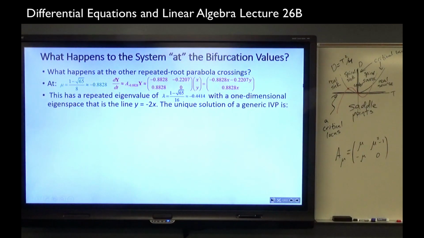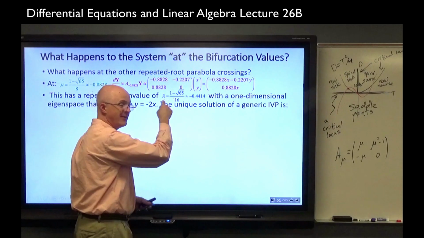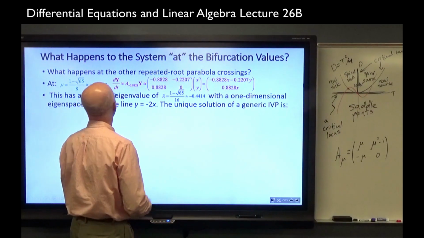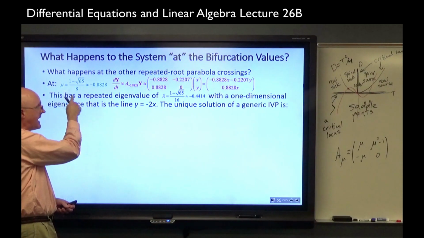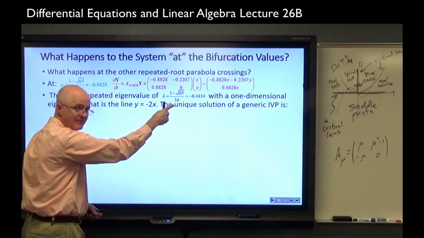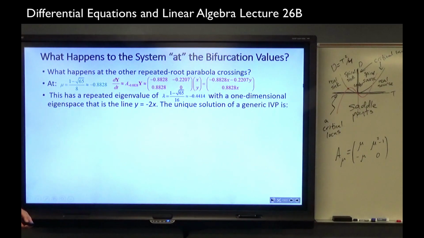If I were exactly there, then I'd have an exact repeated eigenvalue. Lambda, it turns out, is 1 minus square root of 65 over 16, where mu is this, same kind of thing over 8. Mu is the bifurcation value, that's the eigenvalue. And it's a repeated eigenvalue. It doesn't have a two-dimensional eigenspace, it's a one-dimensional eigenspace. It turns out it's the line y equals negative 2x.